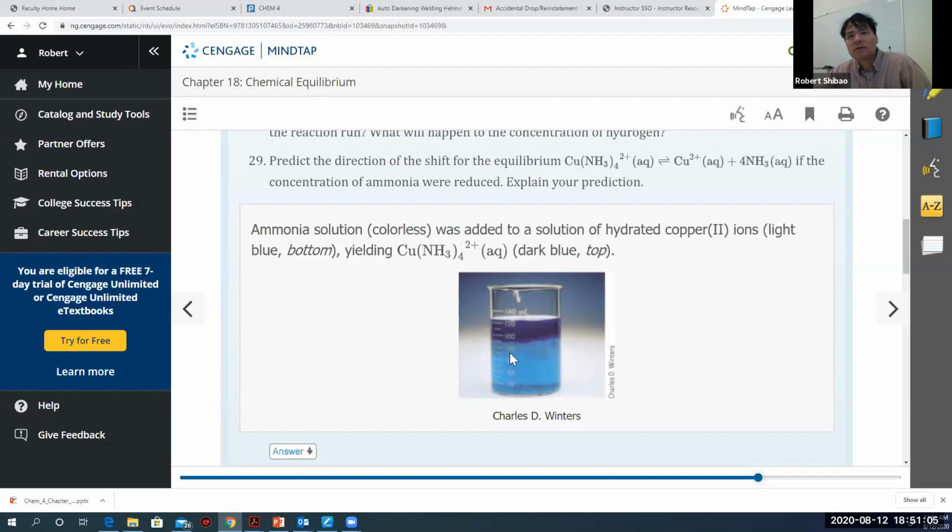They can mix it. This isn't well mixed. They just dumped in a whole bunch of ammonia on the top here.